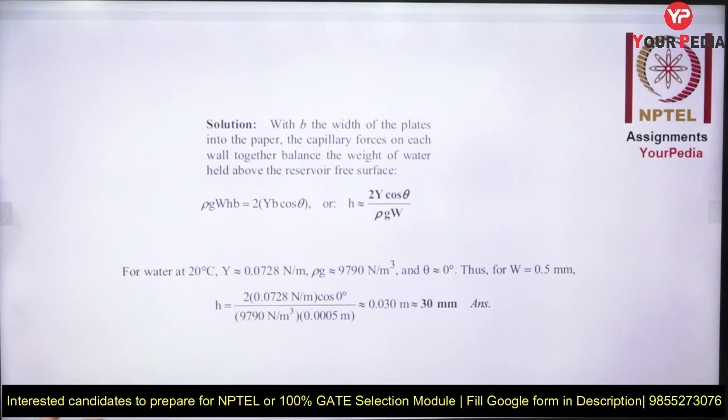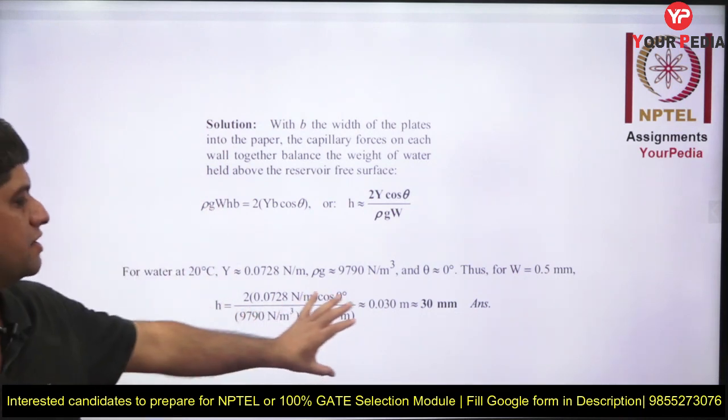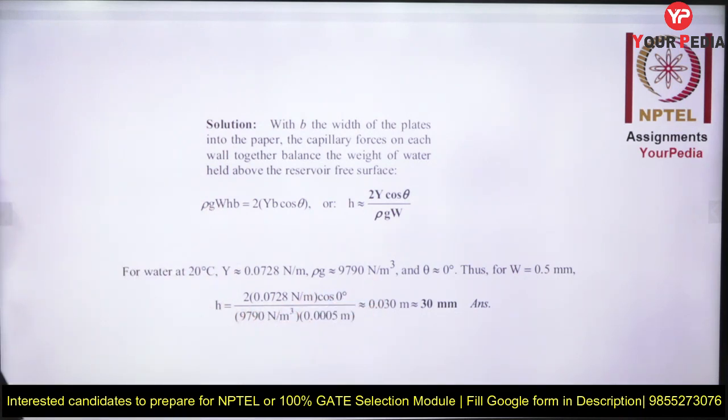And if values are given now, sigma for water is 0.07 Newton per meter, rho g for water is the specific weight, theta is almost 0 for water, and w is also given. So what is the rise in height level? This is a typical GATE type question. Find out what the rise is.